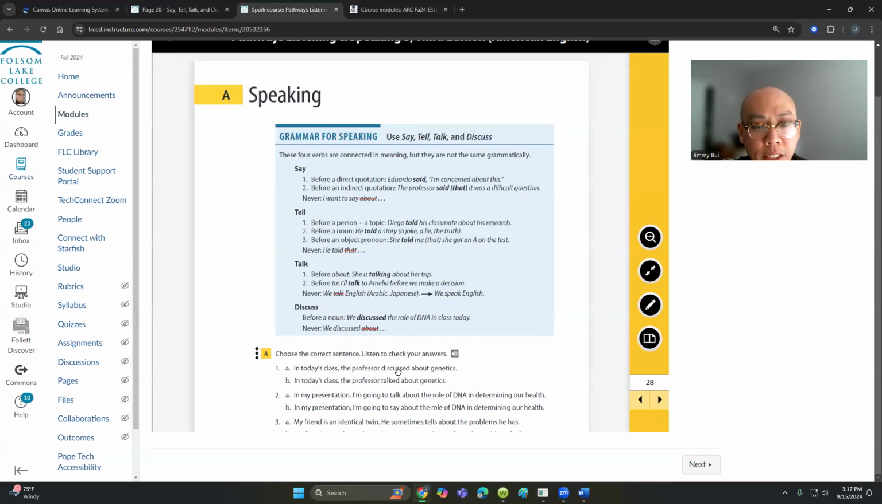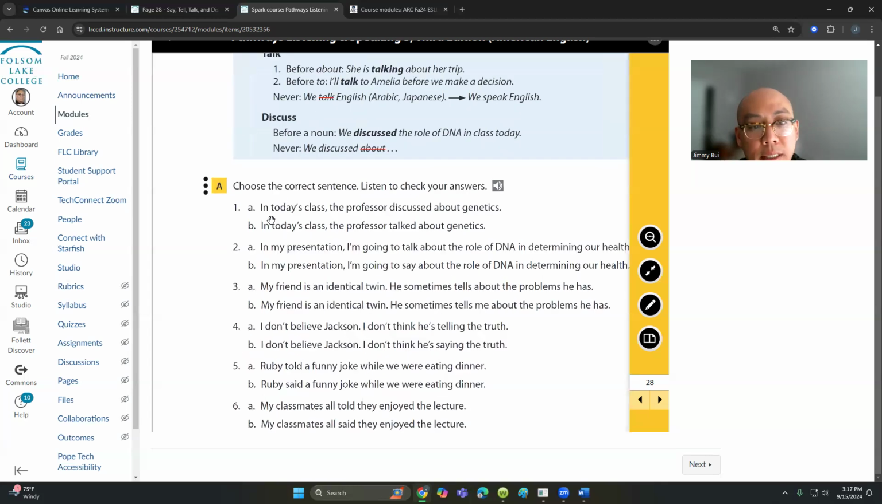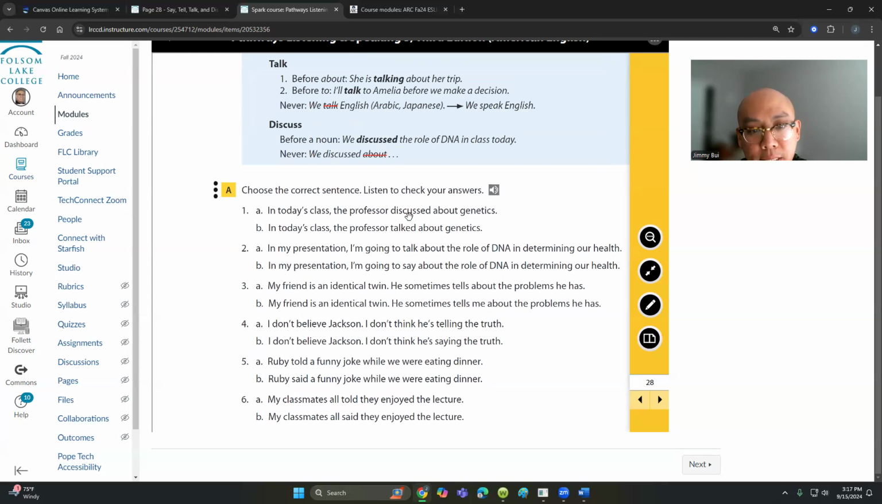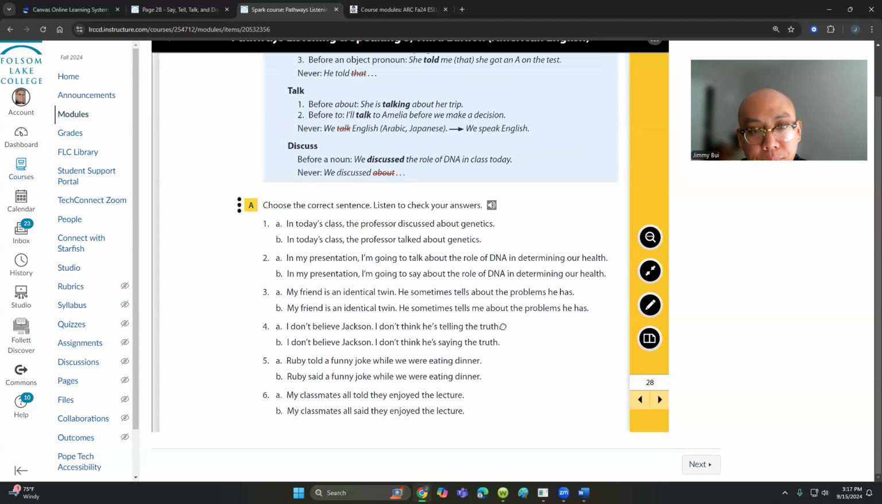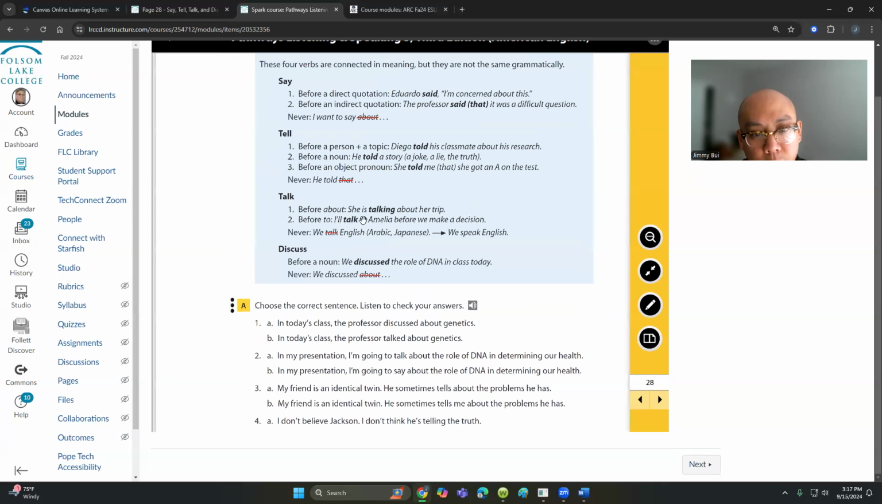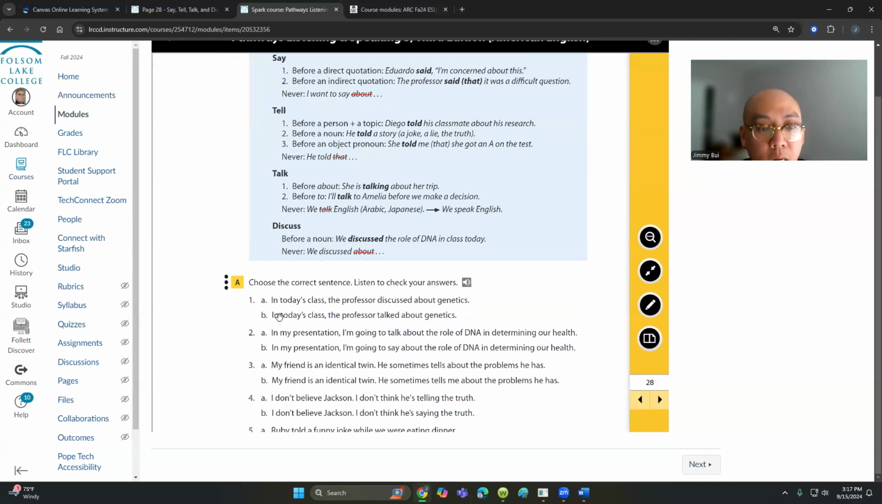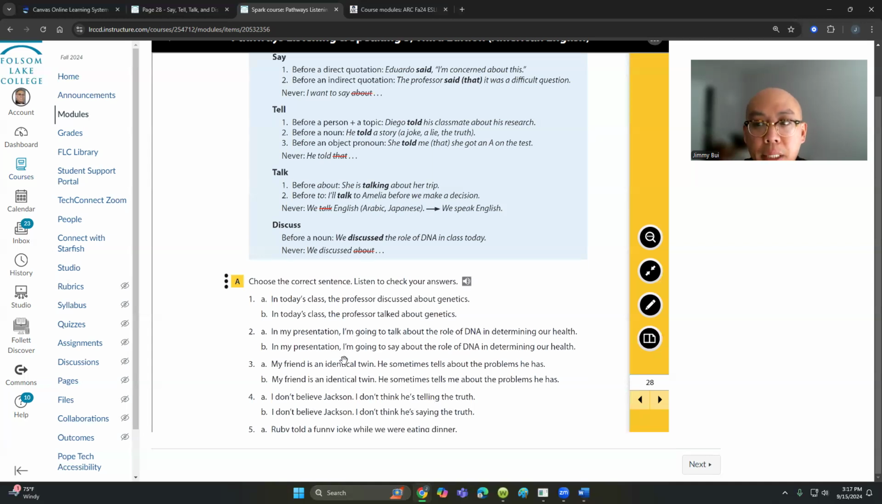So number one, exercise A, choose the correct sentence. Listen to check your answers. In today's class, the professor discussed about genetics. In today's class, the professor talked about genetics. So we have discussed and talked. Looking here, we never use discussed about. For talk, she is talking about. So talked plus about is okay. Discussed plus about is not okay. So number one, the correct answer is B.